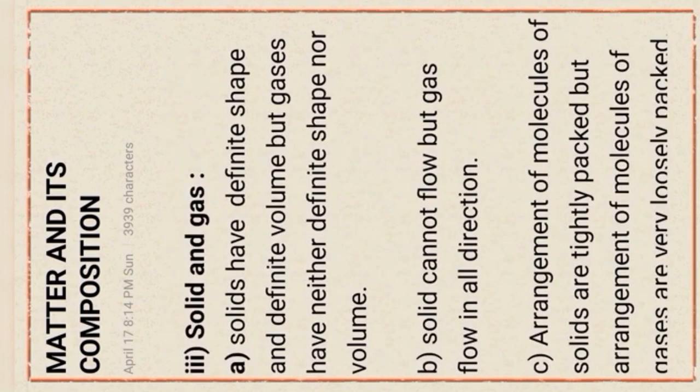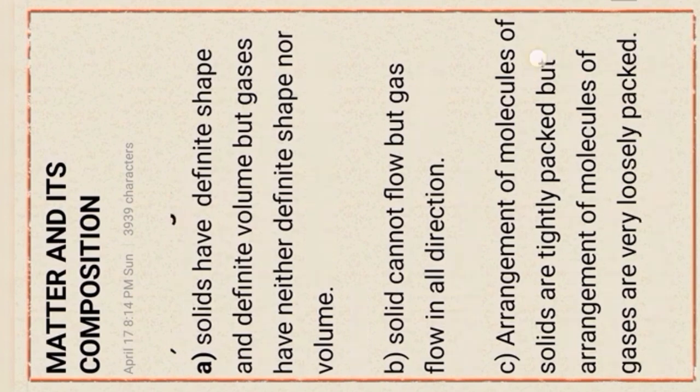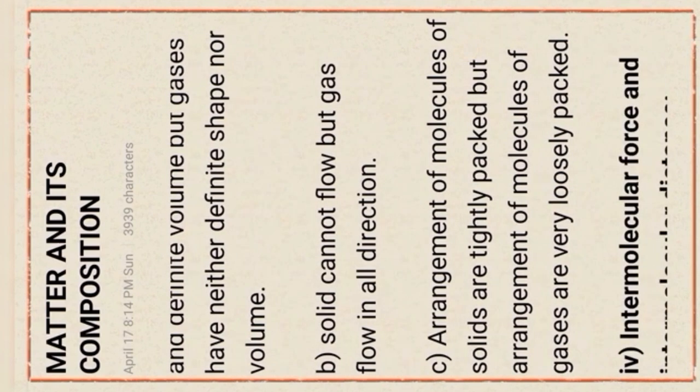Difference between the second part, that is B: solid cannot flow, but gas flows in all directions. Difference for the third part, that is C: the arrangement of molecules of a solid is tightly packed, but the arrangement of molecules of gases is very loosely packed.